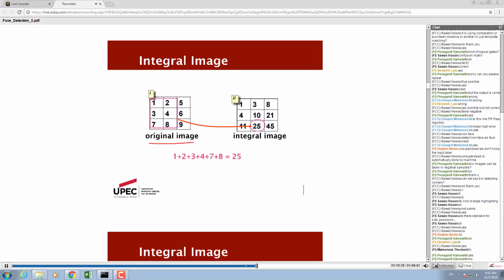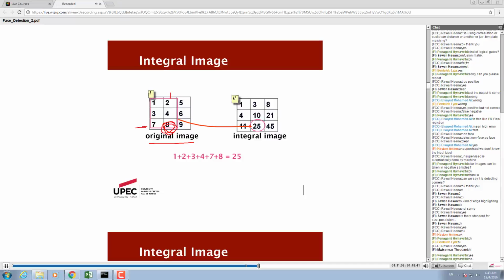1, 2, 5, 3, 4, 6, 7, 8, 9. So these are the 9 pixel values of this simplified image. By the way, let's consider the position of 8. I am now at the third row, second column position, 8. So the pixel value is 8 originally.